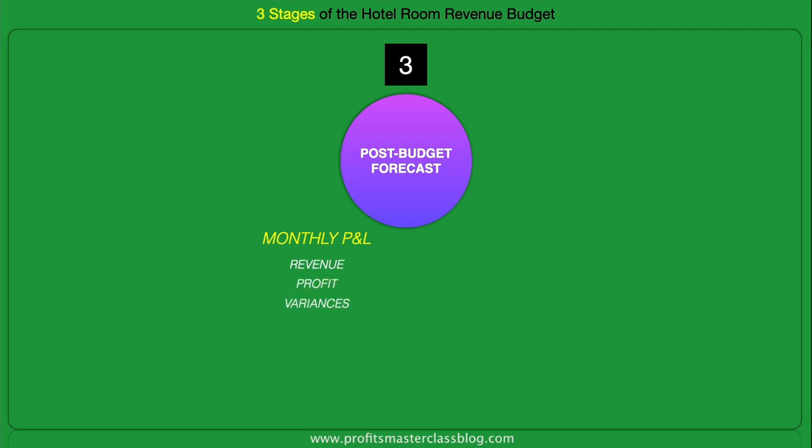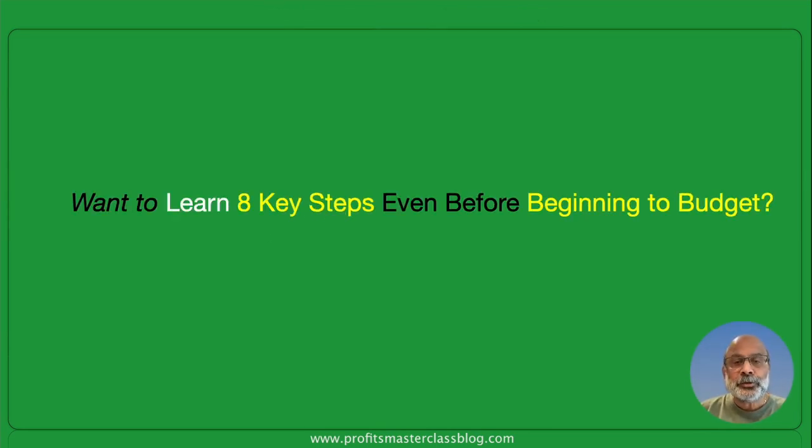Finally, stage 3 is about the post-budget forecast, which begins with the monthly P&L involving the revenue, the profit, and the variance analysis. Then a full year forecast, which is about course correction, any changes in direction that are needed, market changes, supply changes. Do you want to learn the 8 key steps even before beginning to budget?